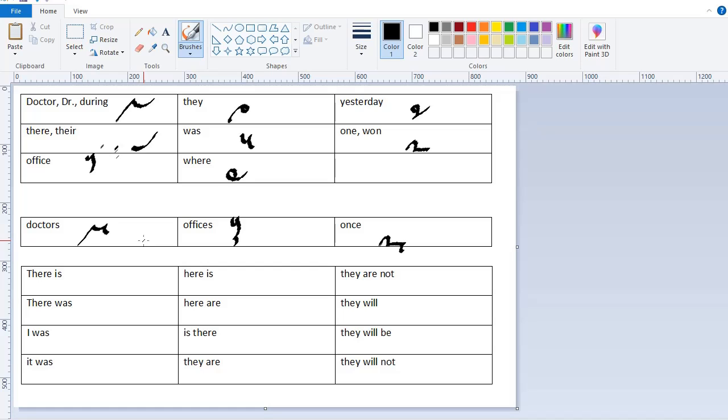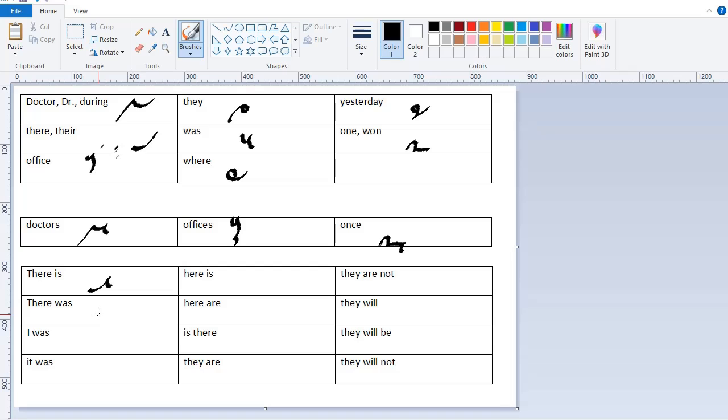So, let's concentrate on this one first. We have, there is. So there, nasan yung there natin? It's under TH, and then is represented by your S stroke. So how do we do it? We put TH and S together. Okay, so that is how you stroke your there is.